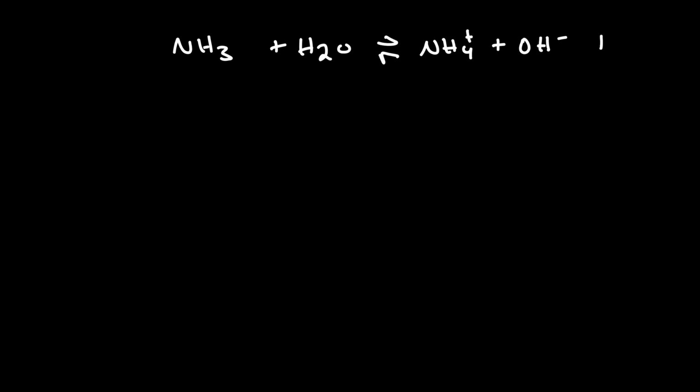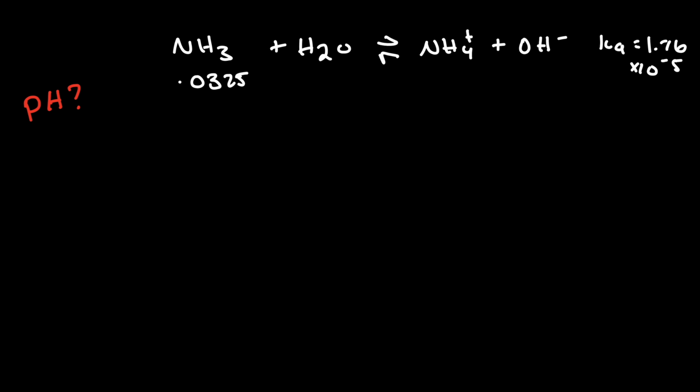So let's say we have another problem here. Let's say we have NH3 plus water, and that's going to be in equilibrium with NH4 plus and OH minus. Let's also say that our Ka value is 1.76 times 10 to the negative 5. And lastly, let's say we have an initial starting concentration of 0.0325. The question here is, what is our pH? Pause the video and see if you can solve this problem.